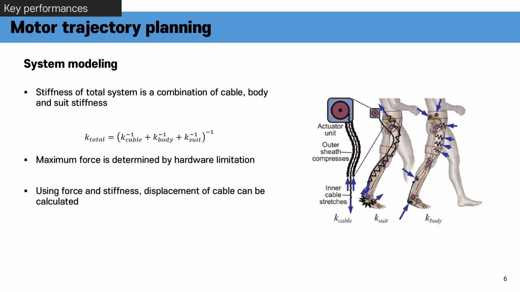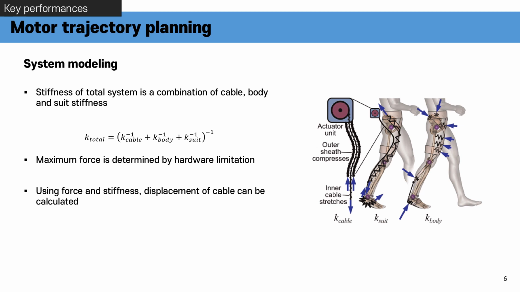So they have stiffness of K-body, K-cable, and K-suit. The relationship between force and displacement can be represented by K-total, which comes from all three kinds of stiffness. The equation for total stiffness is shown on the slide.